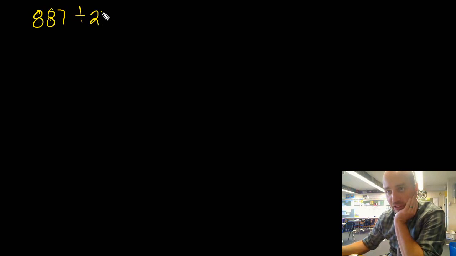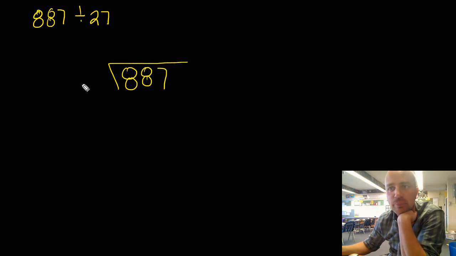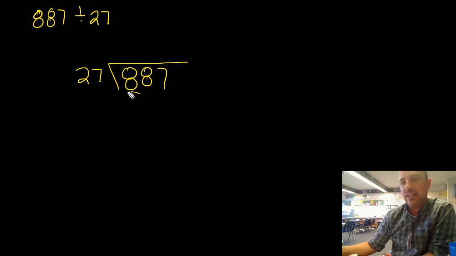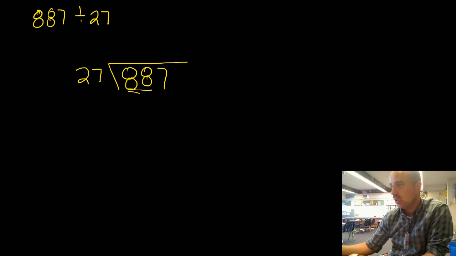Let's try that again. Problem 2 is 887. We're going to divide that by 27. Same thing. Let's just start putting it into the standard algorithm. And let's start off by saying to ourselves, we have 8 hundreds. I can't divide 8 hundreds by 27 without regrouping. But I can do 88 tens. So let's try that out.